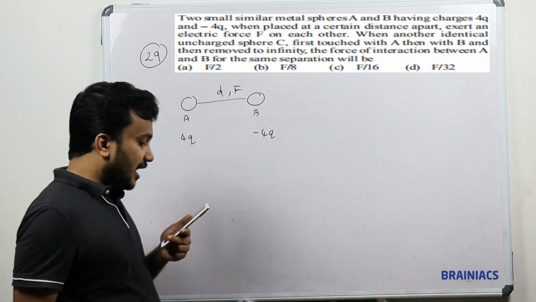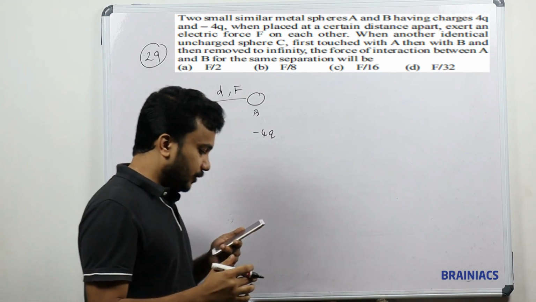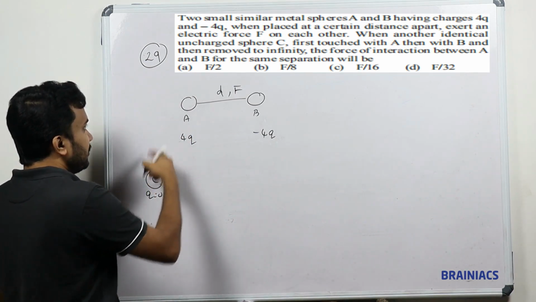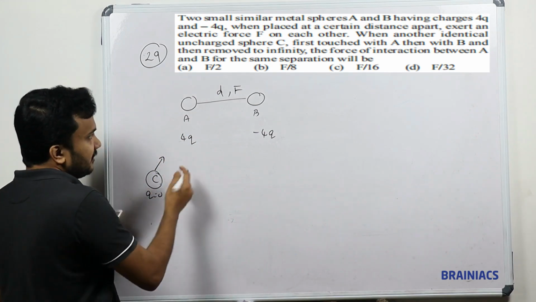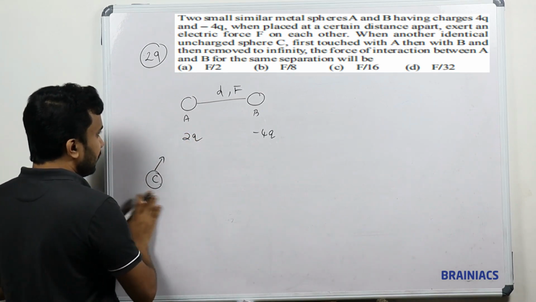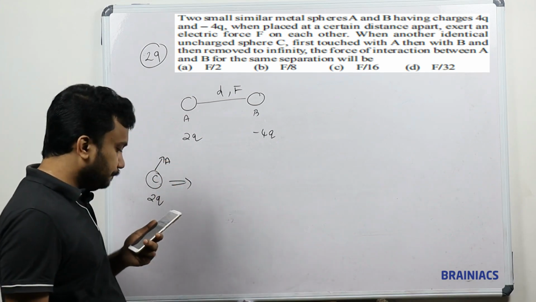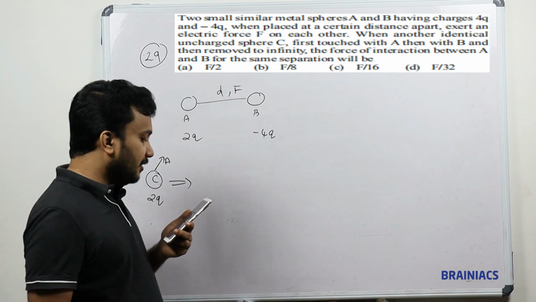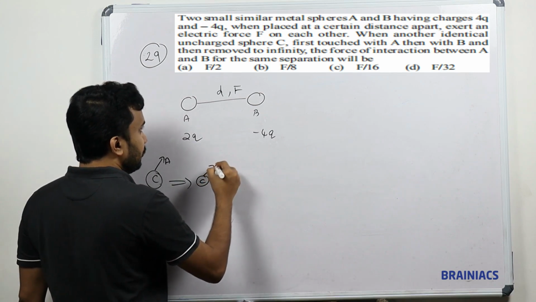When another identical uncharged sphere C is first put in touch with A. So another sphere C will be here which has no charge, in touch with A. Then the charge of A will become 2Q and C will also get a charge of 2Q. First touched with A, then with B, and then removed to infinity. After that, sphere C is going to touch B.